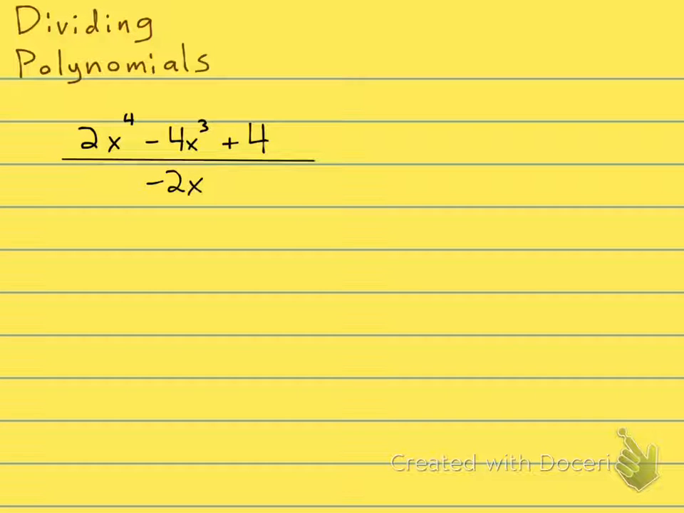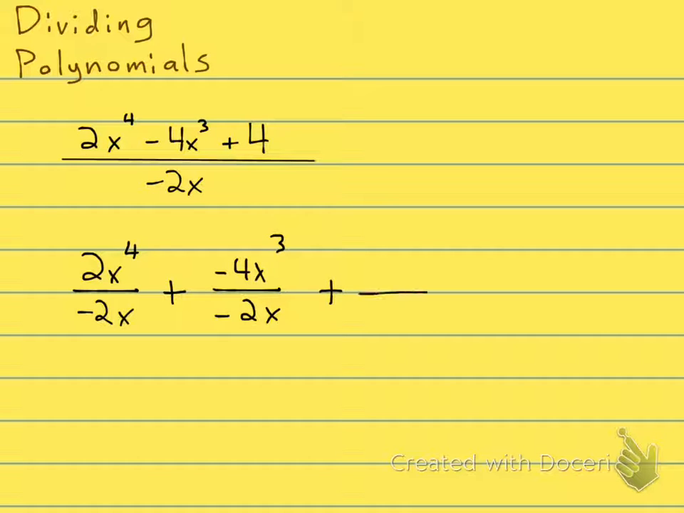All right, let's go ahead and divide these polynomials. And the way we're going to do it is we're going to split it up into 3 fractions and reduce. This is a trinomial on top, 1, 2, 3, and a monomial on the bottom. So let's go ahead and split it up. I have 2x to the 4th over negative 2x plus, that's going to be a negative 4x to the 3rd over negative 2x plus 4 over negative 2x.